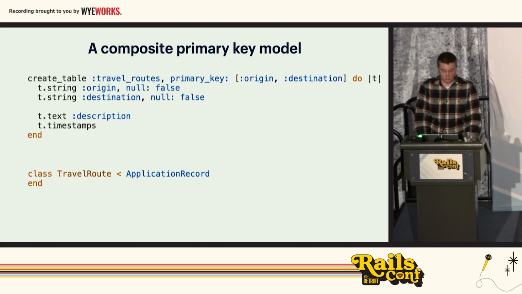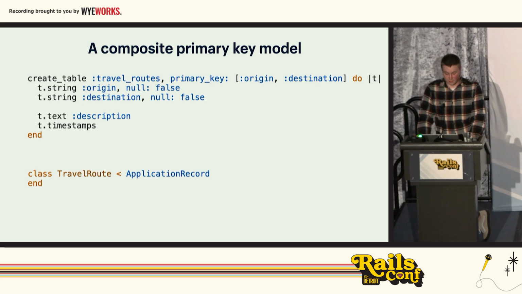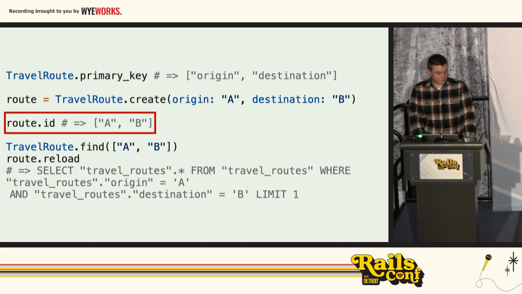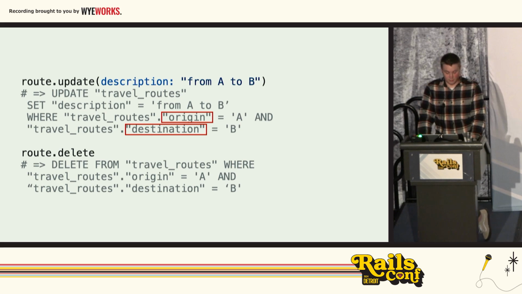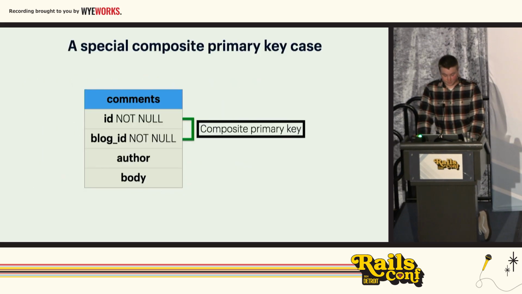Let's imagine a table called travel routes, where each route is uniquely identified by its origin and destination. To create the table, we'll use the create_table macro and pass the composite primary key as an array to the primary key option. In our travel route model, the primary key is a composite key made of both origin and destination. That means the ID of each record isn't a single value, but an ID of two values. And when we update, delete or reload a travel route record, Rails will construct a SQL query that targets the record by using both origin and destination.